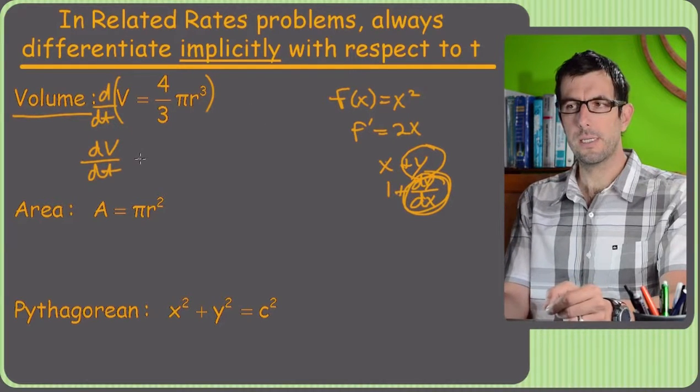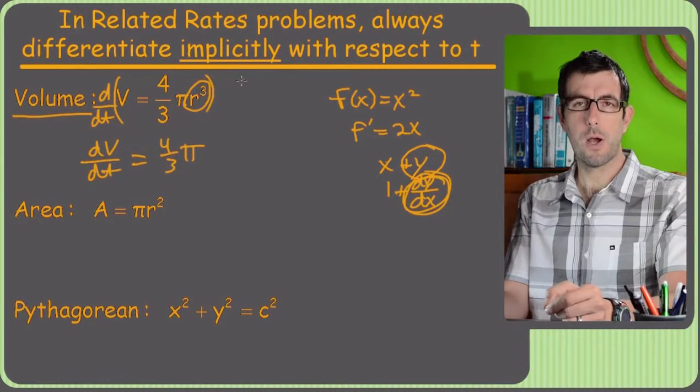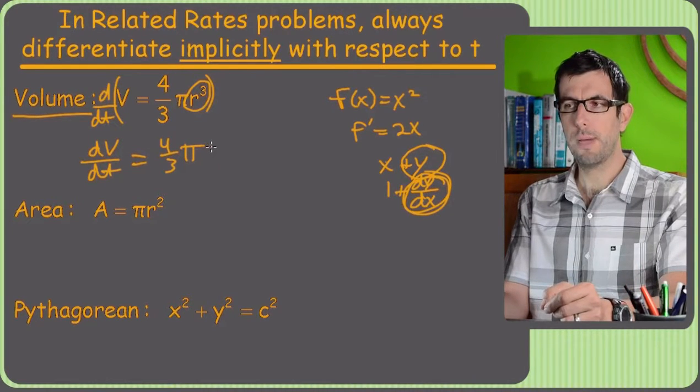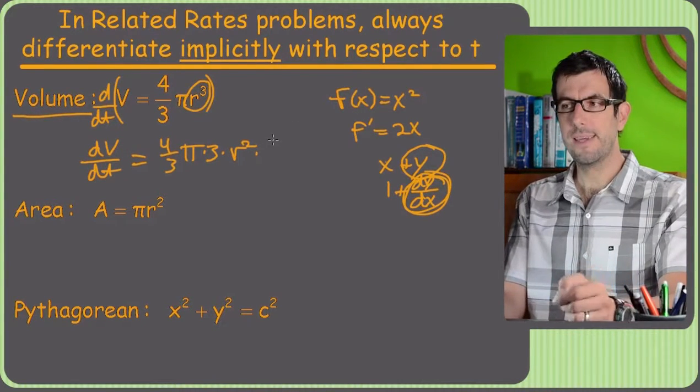So dV dt is going to equal 4/3 pi, that's just a constant. So now the only variable on the right side is r cubed, right? What's the derivative of a power? Well, it'd be the old power, which is 3, times r squared. But then, just like implicit differentiation, I need that dr dt next to it.